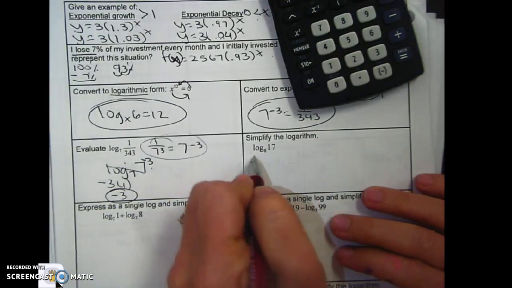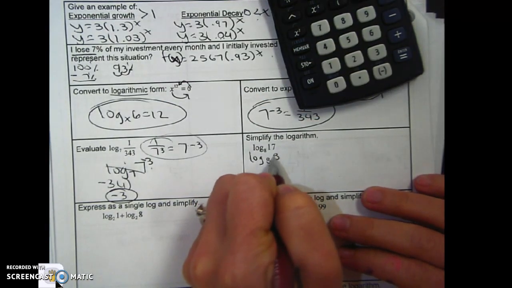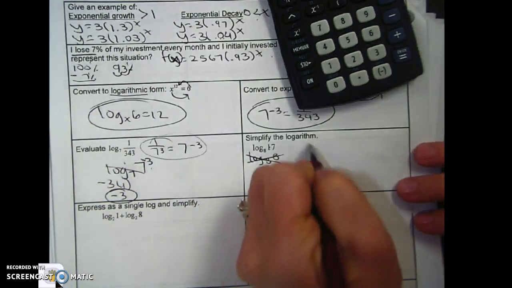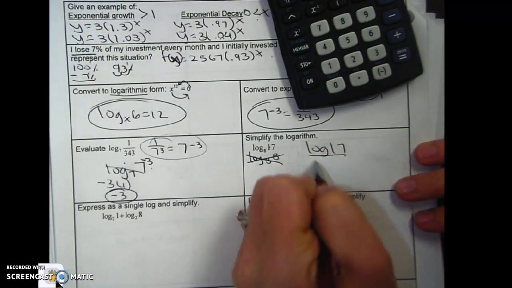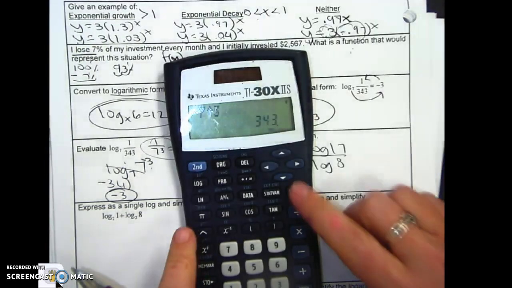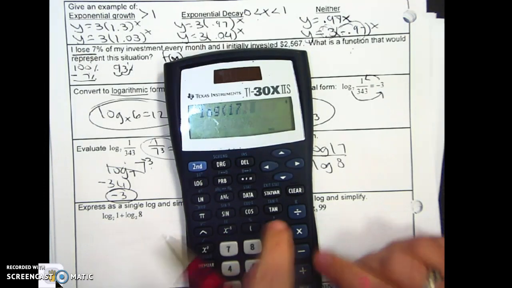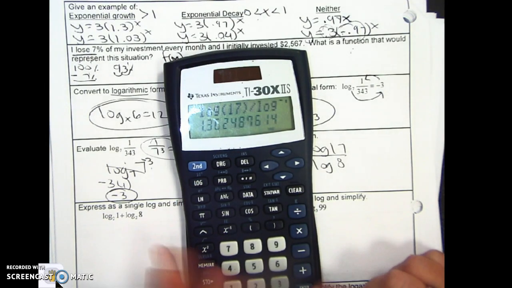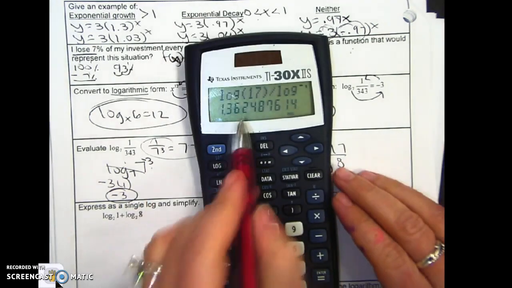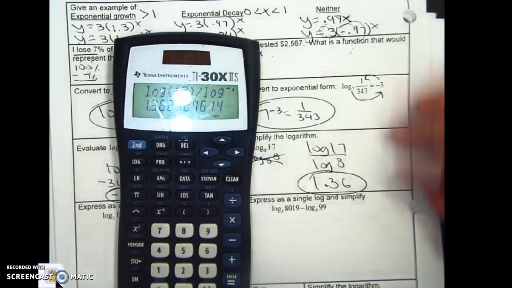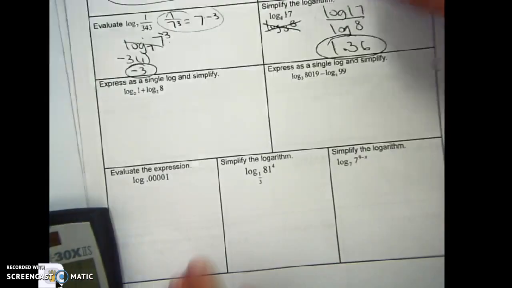This one, I try to go log 8, but I can't make the 8 into a 17. So I have no choice, and I have to use my calculator. And now I go clear, log 17 divided by log 8 based on that rule. And I get 136. The 2 means it stays, so it's 136. Let's go to the next one.